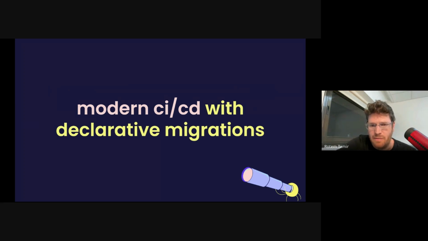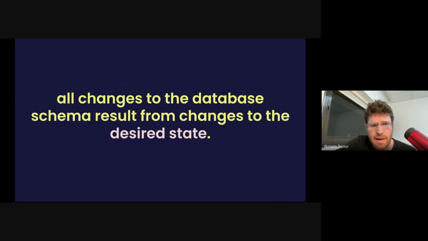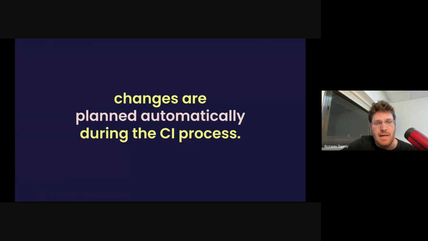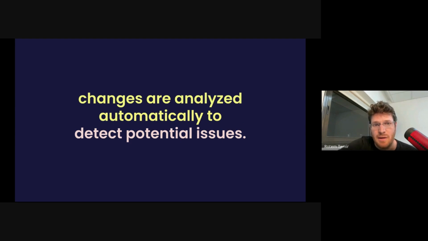And I think we care about 5 things. One is that we want all changes to the database to result from changes to the desired schema. So the way we drive changes is by changing the desired state, not by adding migrations. Changes are planned automatically during the CI process. So as a developer, all I do is change the desired state and I get the plan back from the system. Changes are analyzed automatically to detect potential issues.